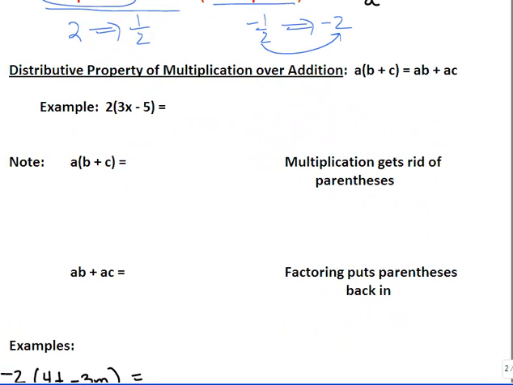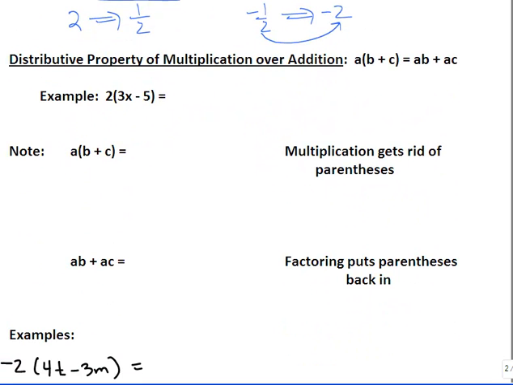Okay? Now our last property that we're going to talk about is probably the most important one and the one that you use most often to simplify. And this is called the distributive property of multiplication over addition. And on this property, you've seen it before, I'm sure. What you start off with typically is a number out front of parentheses, and what we're going to do is distribute that number across the parentheses. So we're going to take this A and distribute it by multiplication to B, and then we're going to distribute it by multiplication across to C. So we end up with AB plus AC.